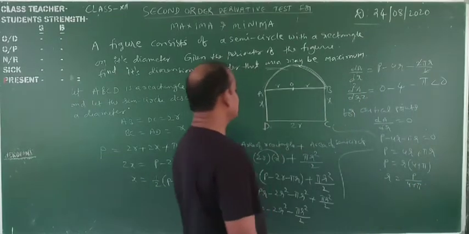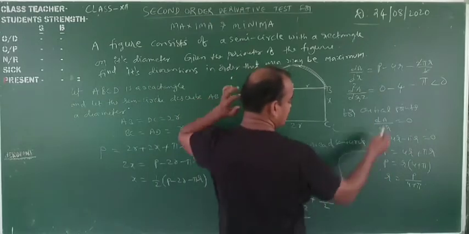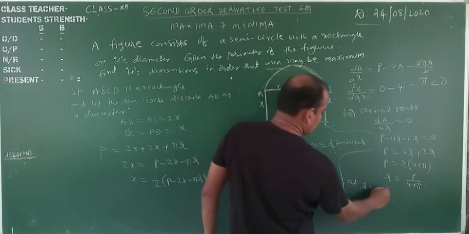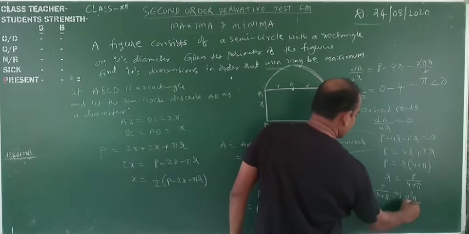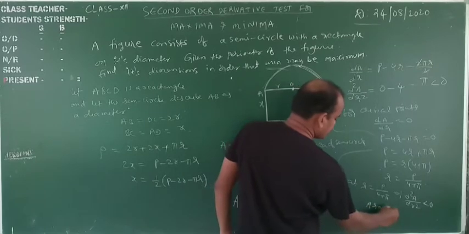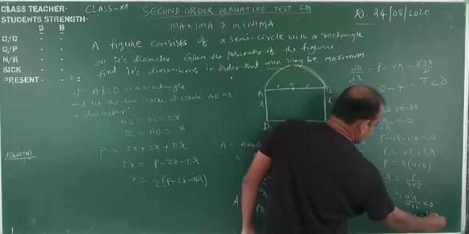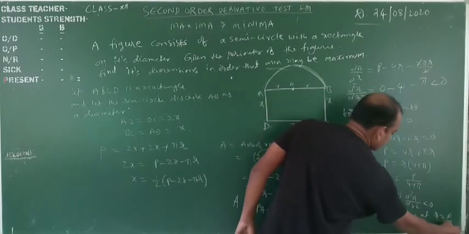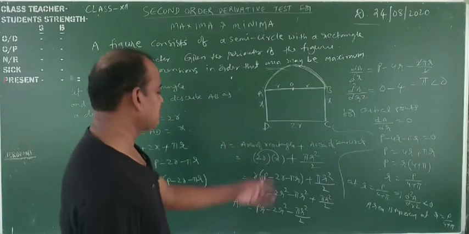Now, one dimension, the radius, is coming. Here substitute r is equal to P by 4 plus pi. The second order derivative d square A by dr square must be negative, which means area is maximum. So the radius is r is equal to P by 4 plus pi. Next we can find the x value.